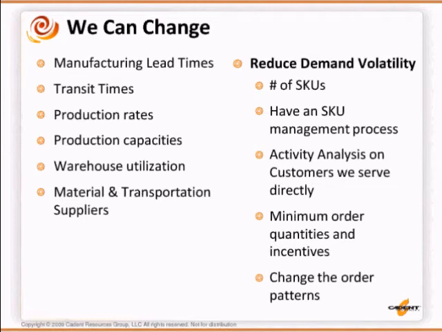Can you change the order pattern? If you have unnatural peaks, quarter end, month end, year end, can you flatten that out somehow? Can you provide incentives for customers to buy earlier? We always talk about the fact that we've trained our customers to order in the patterns that they order, but we can untrain them, and how do we do that? That's not something the supply chain can do by itself. That's where we need the cooperation of other functions.